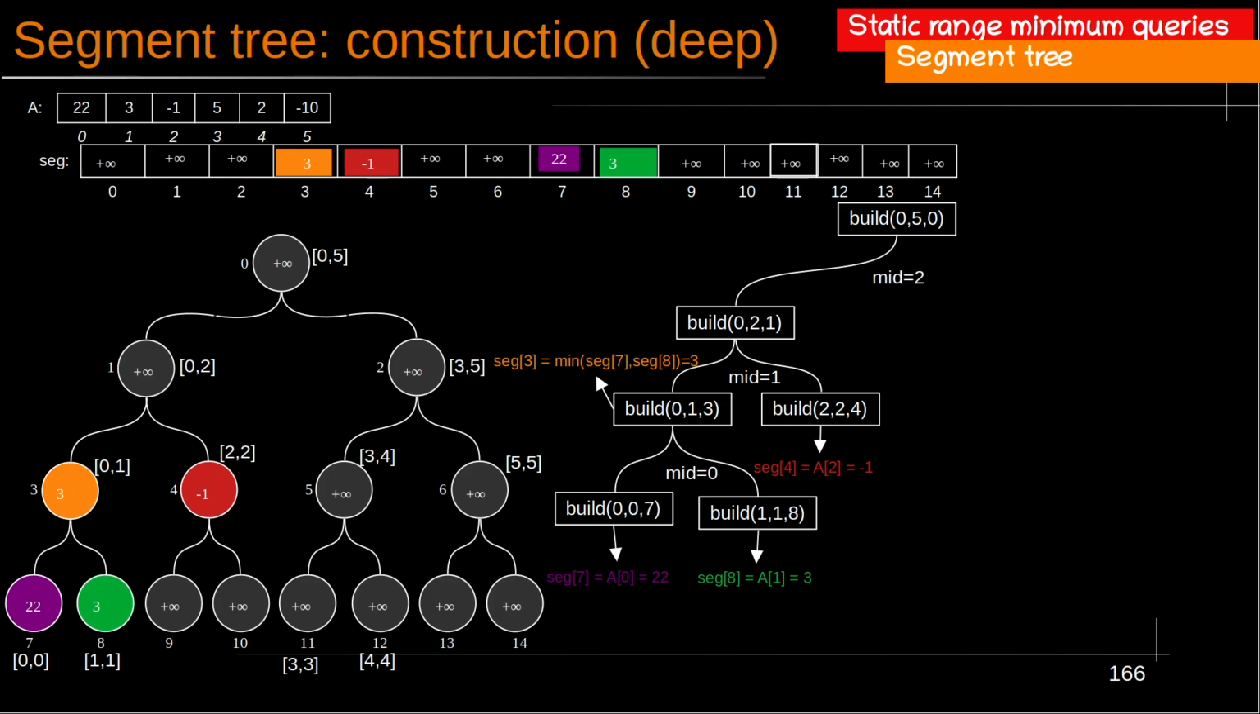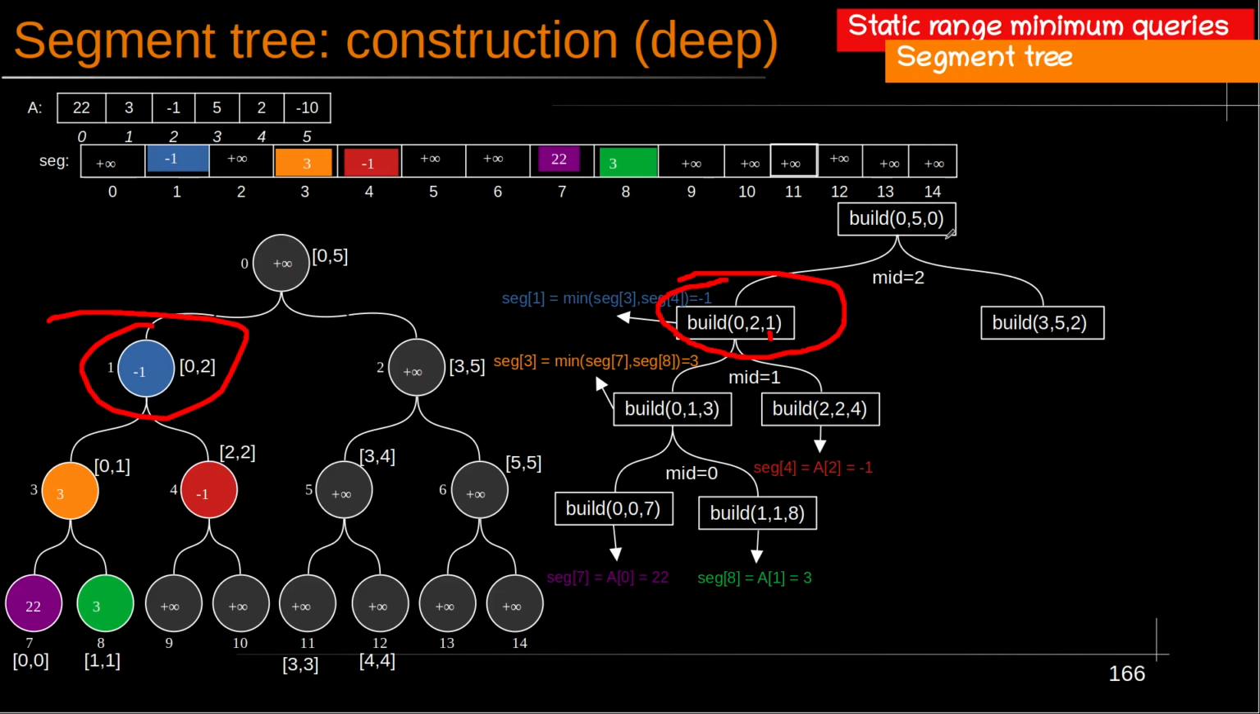So we can now build or compute this node, which is the result of this call. So seg of 1, this position here, is equal to the minimum between seg of 3 and seg 4, which is -1. And we go to the right side now for the root.